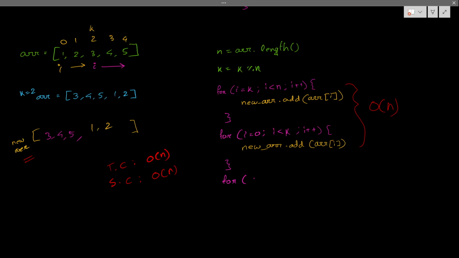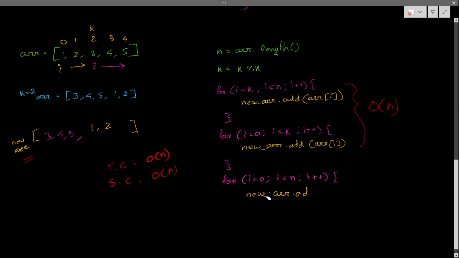So for one step I need a loop: i equals 0, i less than n, i plus plus. And I have to reassign the value, so reassign means arr of i equals new arr of i. Perfect. I guess you understand. Okay, and this is also big O of n.